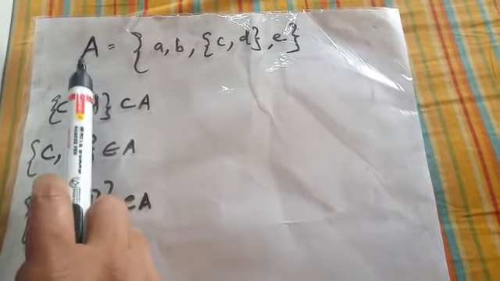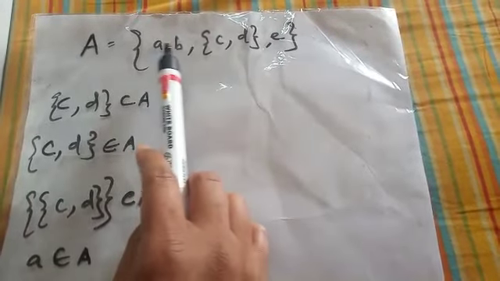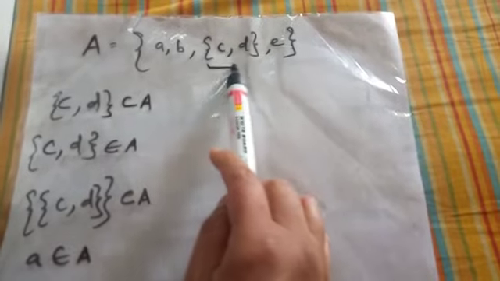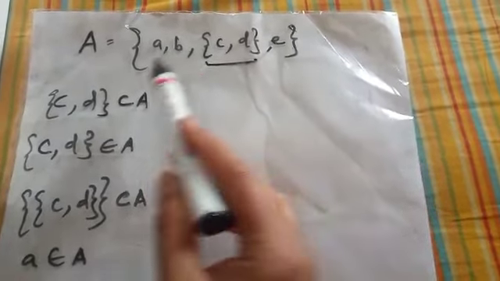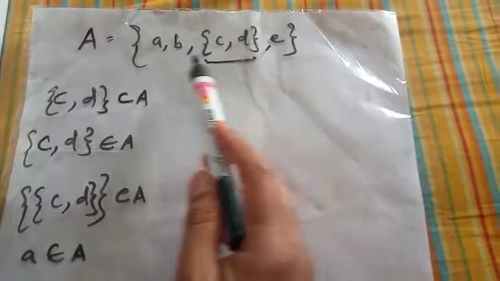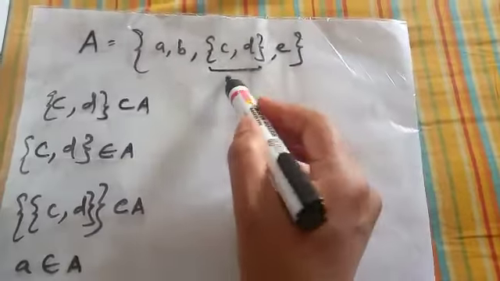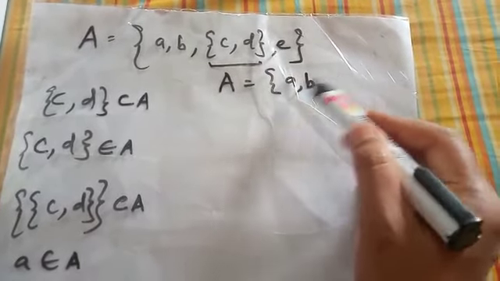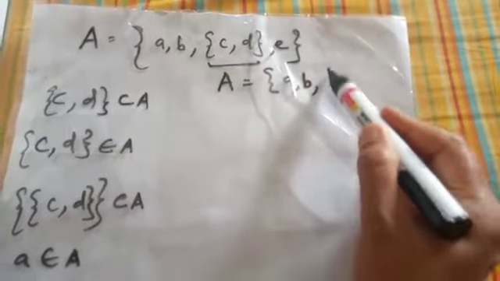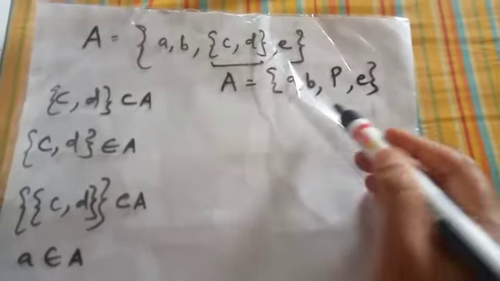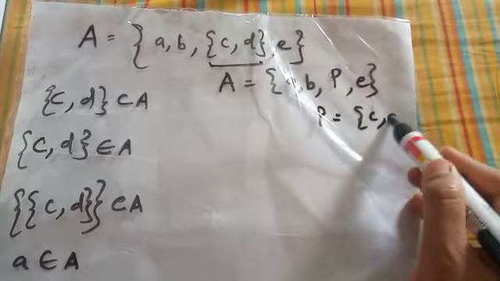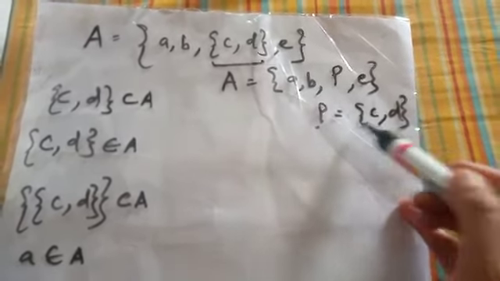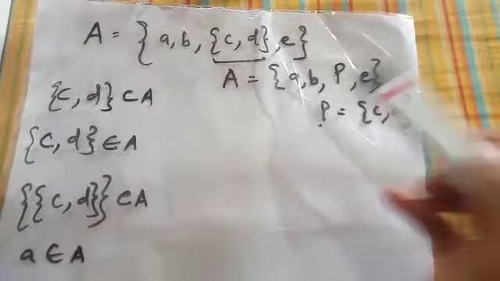Now let us come to a question which is there in your book. A is a set which is containing a, b, and something like this is written, and e. Now a, b and e you are familiar with. Now I don't know what this is, so I can rewrite this as A is equal to {a, b, P, e}, where let us suppose we name this set as P, where P is equal to {c, d}. So P is actually a set of 2 elements c and d which lies in A.